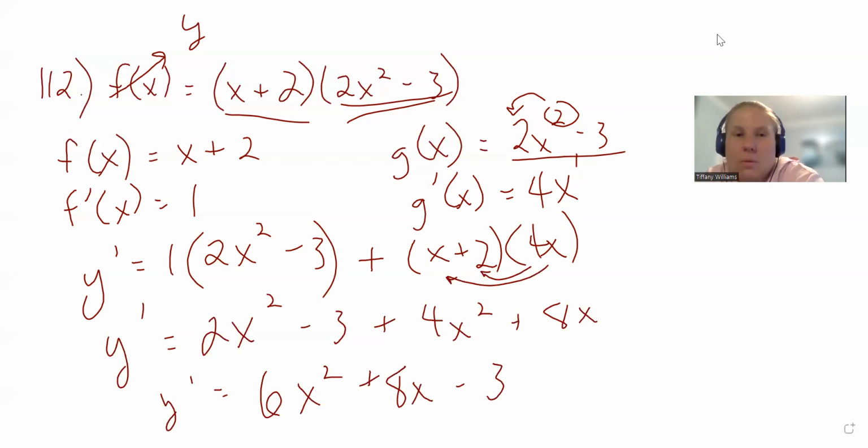Did you have to use the product rule? No, you could have multiplied x plus 2 times 2x squared minus 3 out from the very beginning and then just use the power rule. But there will be cases where the product rule is actually easier to do than multiplying it out. All right, so that's number 112.